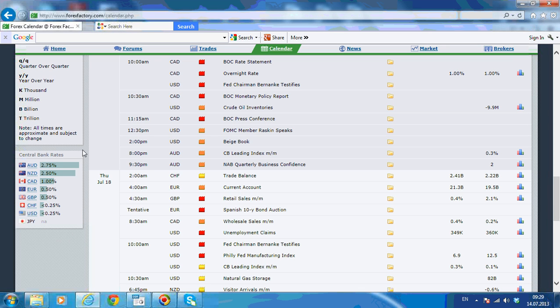Central bank rates mean the interest rate for the major currencies in the world. As you can see, Australia is in first place with 2.75. Funny enough, even though the rates are at a minimum historical level, they are still the highest level in the world for developed economies. 2.75, New Zealand 2.50%, Canada 1%.